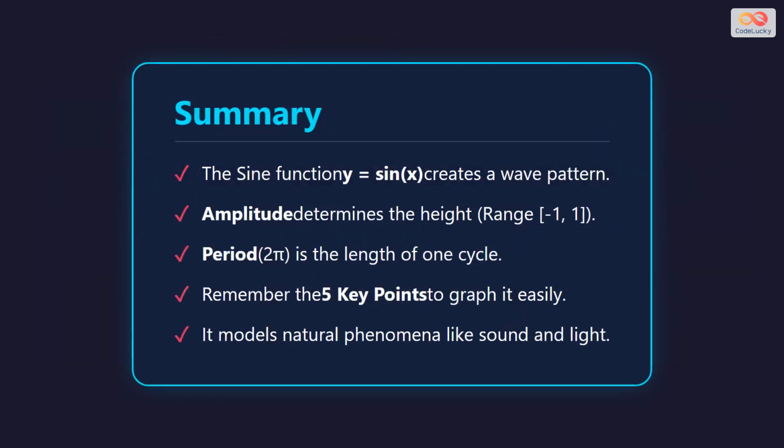To summarize, the sine function creates a periodic wave pattern. Its height is defined by the amplitude, and its repetition length is defined by the period. By remembering the domain, range, and the 5 key points, you can easily graph and understand this essential trigonometric function.